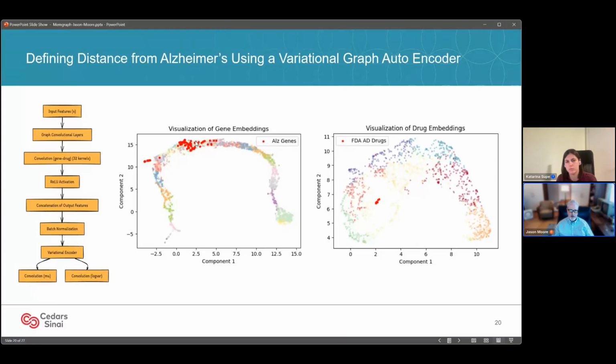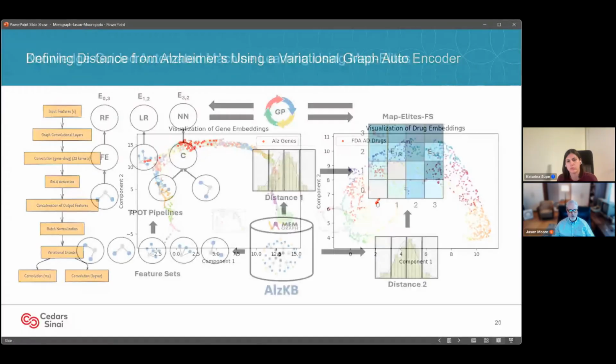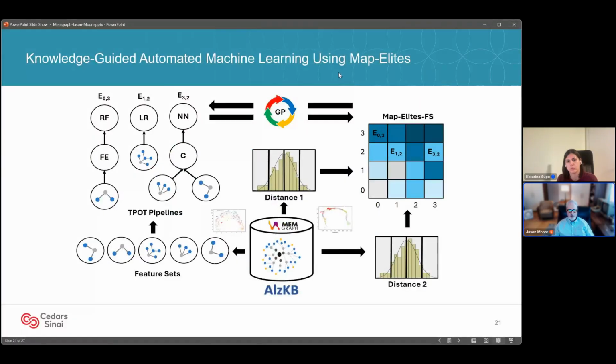So I'll show you in the next slide how we're using this embedding information, but this is all based on the graph. We're using the graph to point us to novel regions of gene space and drug space where we can focus our machine learning algorithm. This is a new method we've developed using a published algorithm called Map Elites, and we've extended it to do this novel feature selection using the graph.